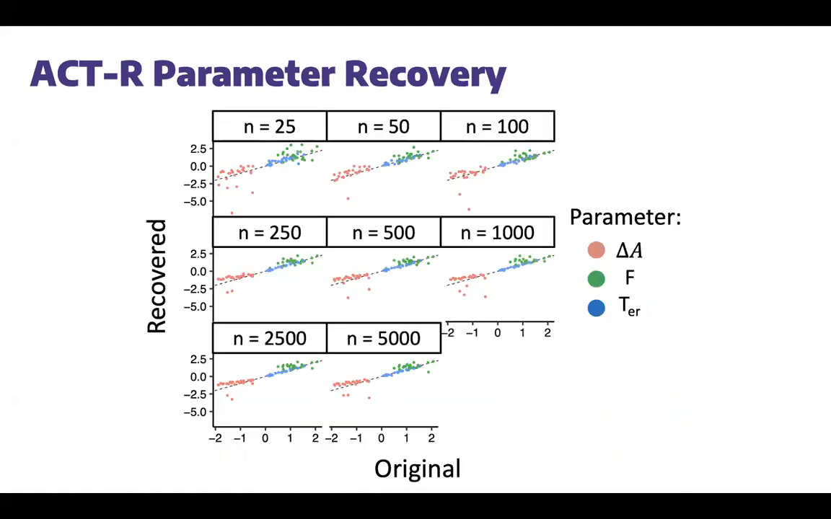To understand the optimal trial size for consistent ACT-R parameter recovery, we attempted the parameter recovery simulation at varying trial sizes from 25 trials per participant to 5,000. As you can see, at trial sizes beyond 100, we see fairly consistent recovery of parameters, leading us to believe that as low as 100 trials per participant is all that is needed for accurate ACT-R parameter recovery.